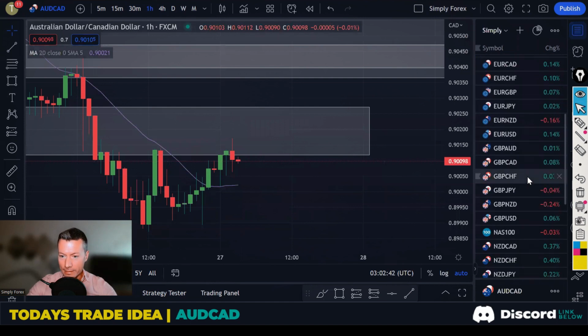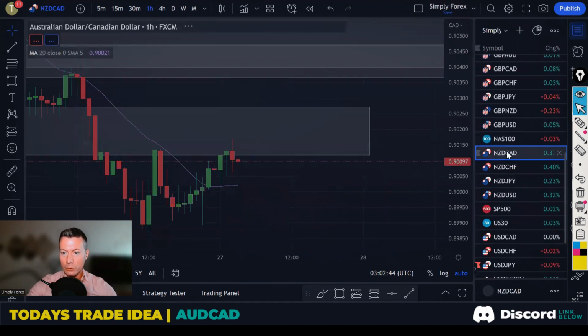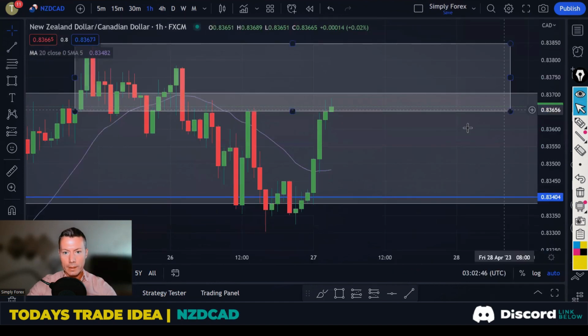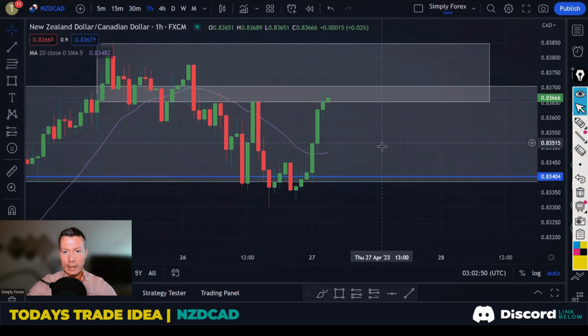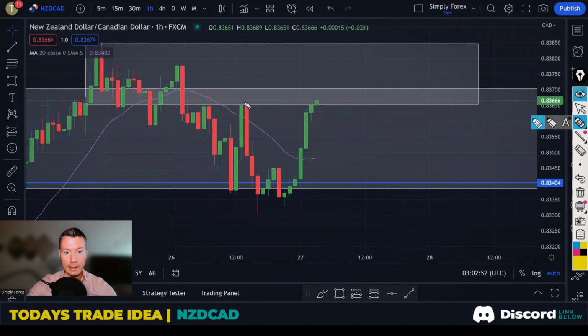Deja vu again. We are also looking at New Zealand dollar, Canadian dollar short. So what are we looking at? I've trailed my stop here. My stop is just about here, guys. That's my trailing stop. Let's see if my trailing stop will hold. And if not, I will re-enter this trade anyway.